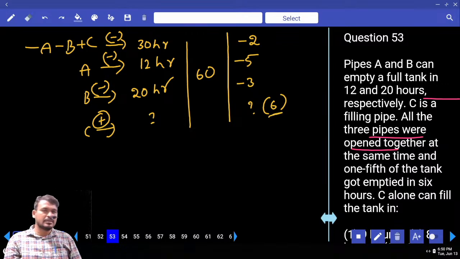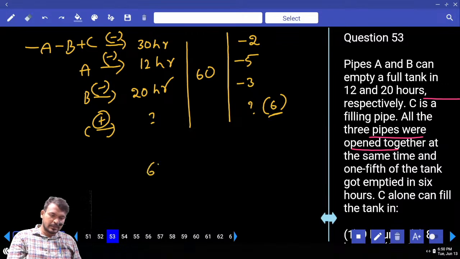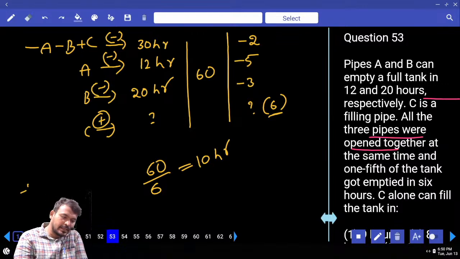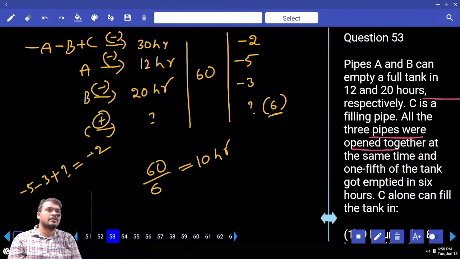Per hour how many liters are emptied? How many liters are filled? 6 liters. What is the total tank? 60 by 6. How many hours? 10 hours. No confusion. Minus 5 minus 3 plus something equals minus 2. Something must be 6.